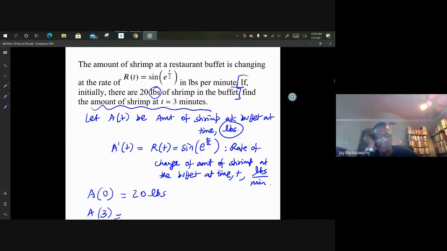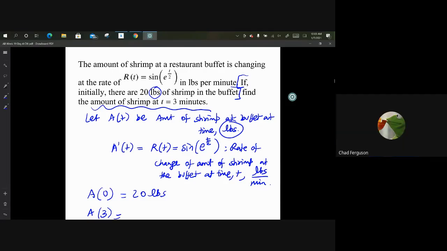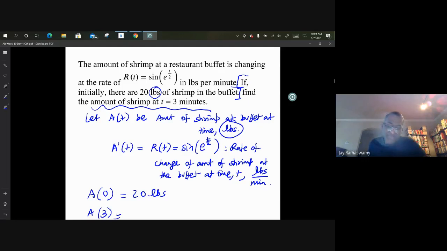So the question says the amount of shrimp is changing at a rate. You say, hey, wait a second, word problem with rate. Set up the original function. Let A of t be the amount of shrimp. We see the word number, volume, it's just amount. Just say amount. Population, those are all amounts. So let A of t be the amount of people, the amount of water. Then A'(t) is R of t, the rate of change. A of 0: initially there are 20 pounds. A of 0 is 20.